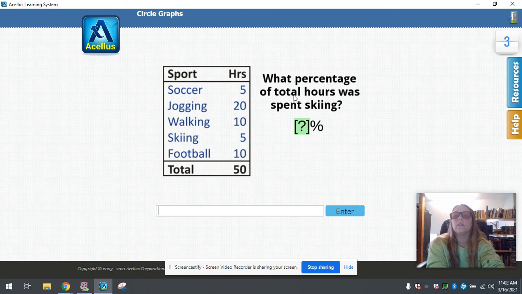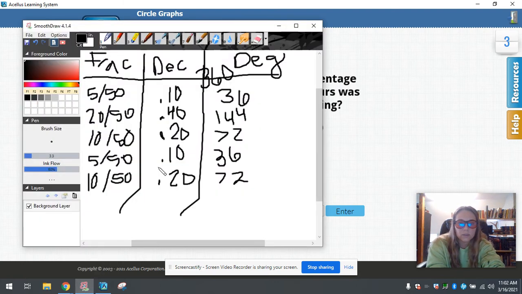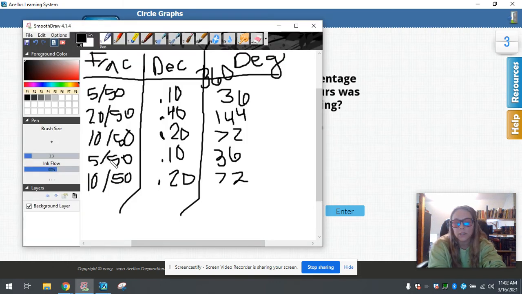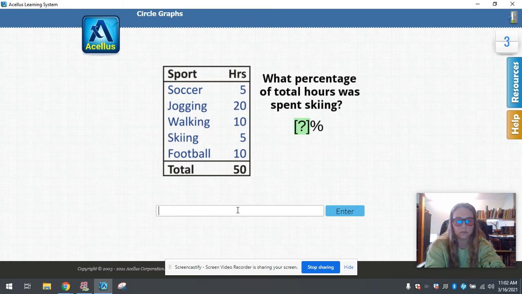What percentage of hours skiing? Skiing, was that the same? Yeah. Okay. Look at our chart. We go 5 out of 50, get 0.10, 10 hundredths, 10%.